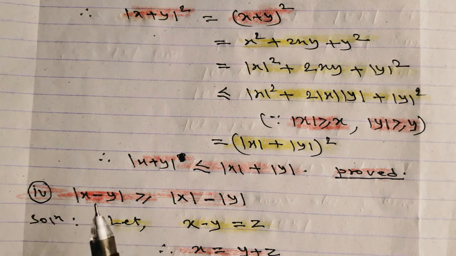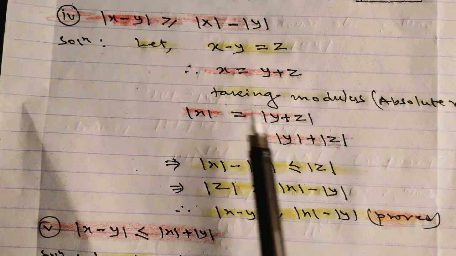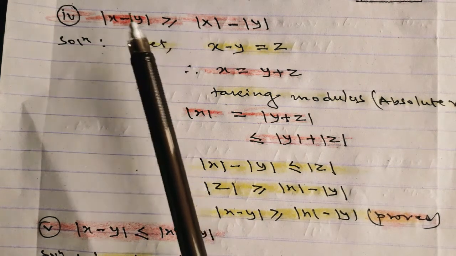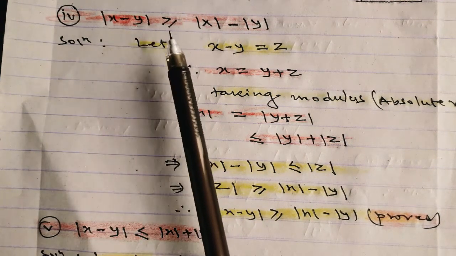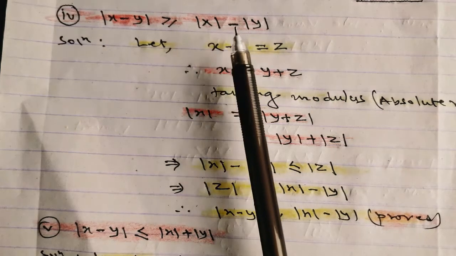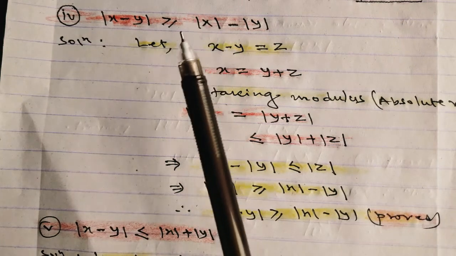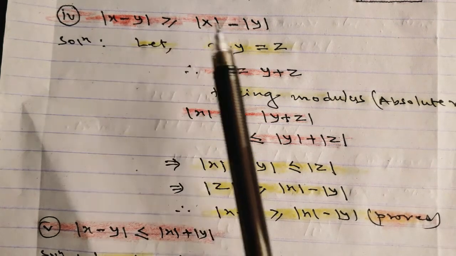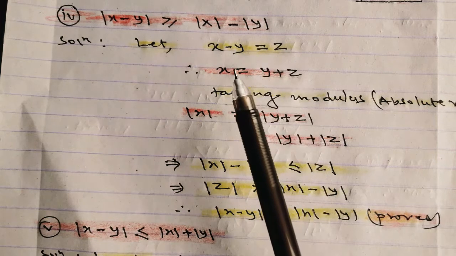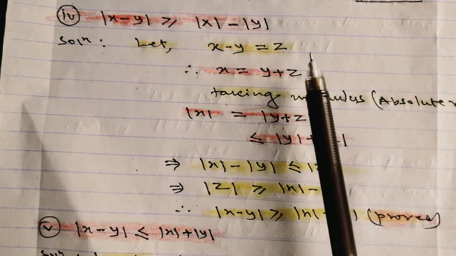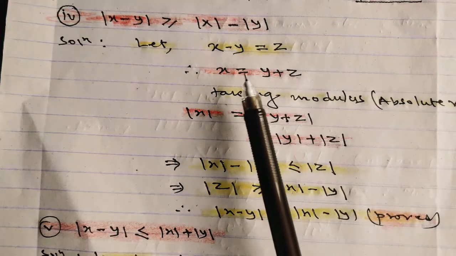Now the fourth property is modulus of x minus y is greater than or equal to modulus of x minus modulus of y. The fourth property of absolute value of real number is modulus of x minus y is greater than or equal to modulus of x minus modulus of y. To prove this relation, let us suppose x minus y equals z. Then x will be equal to y plus z, after transposing minus y to the right hand side, minus y will be plus y.